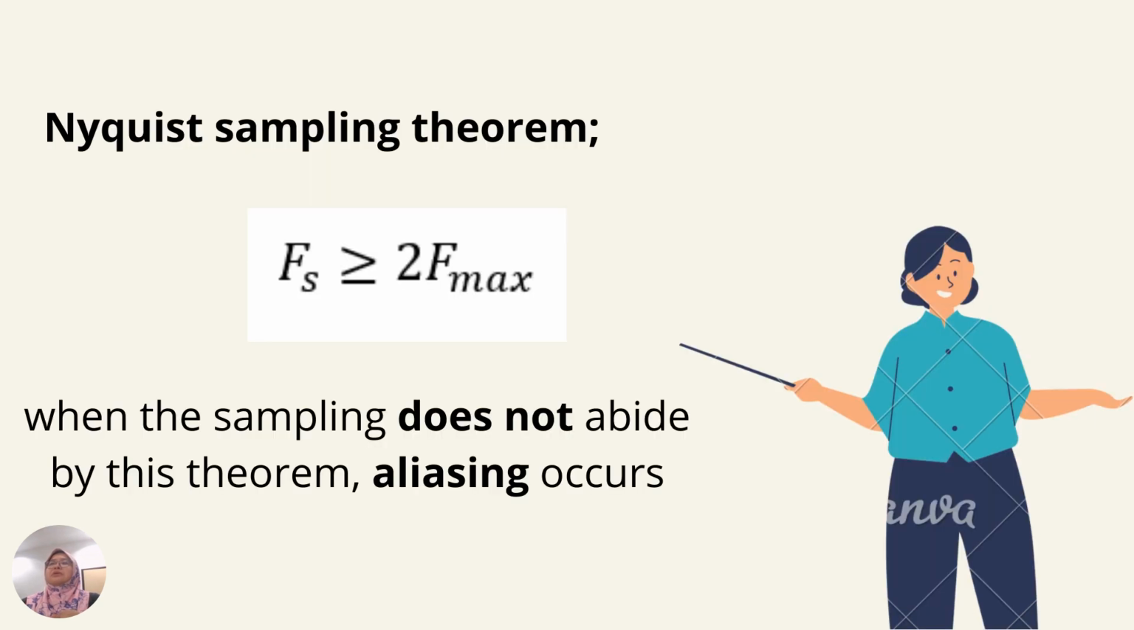The Nyquist sampling theorem is given by Fs is equal to or bigger than 2 F max. Fs is the sampling frequency, and 2 F max is 2 times the highest frequency component in the signal. In practice it is basically higher than 2, but the theorem says 2 F max. If this sampling theorem is not followed, there will be aliasing.